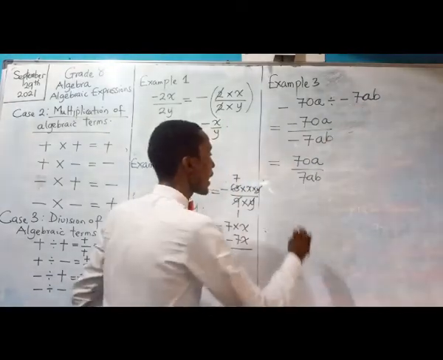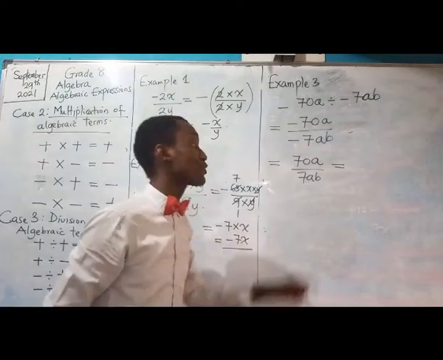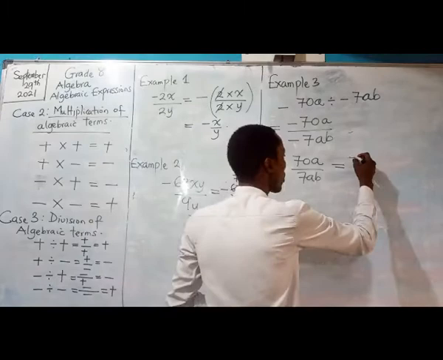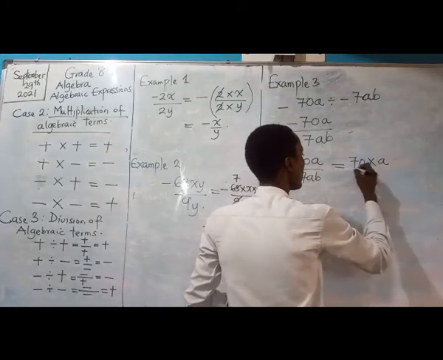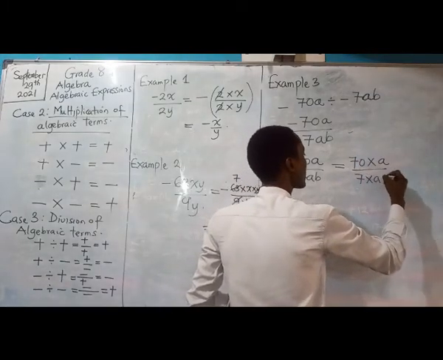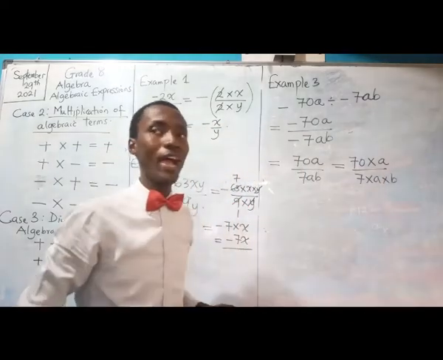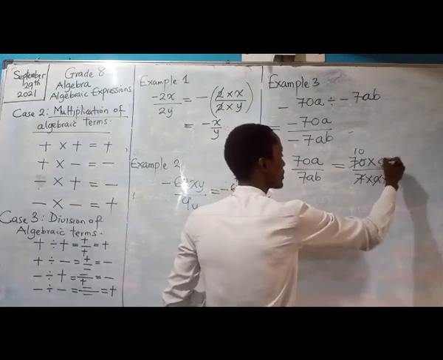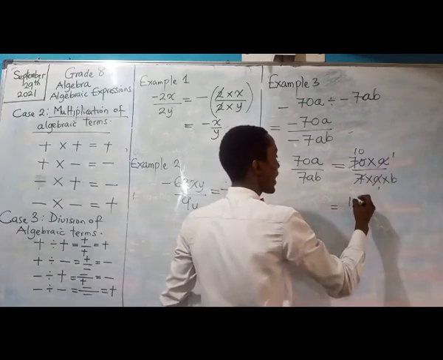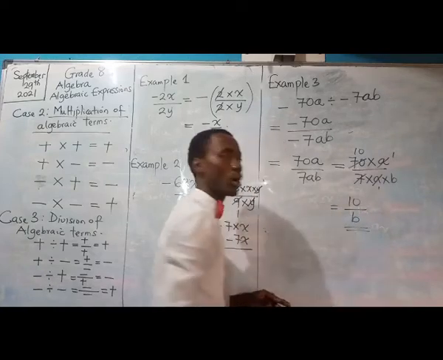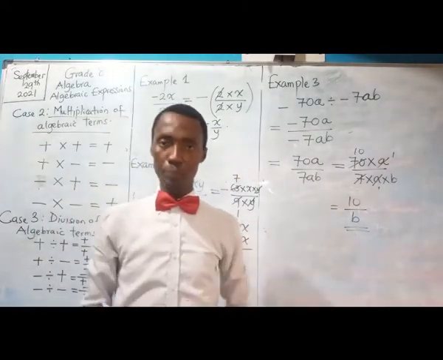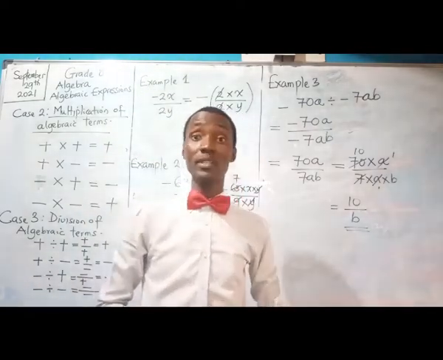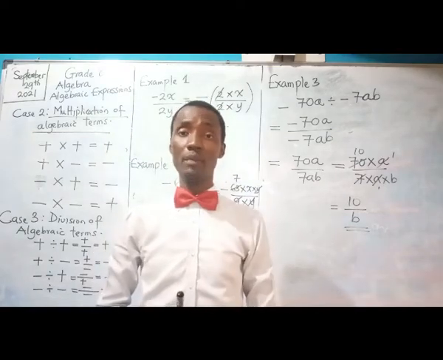Positive. Now from here, a student can decide to cancel out here. But let's assume you are trying to understand what we're saying. So I'll come here, 70 times a divided by 7 times a times b. So what do I do? 7 can cancel this 70, I'm going to get 10. A can cancel this A, I'm going to get 1 here, and that will be 10 over b. So my answer becomes what? 10 over b.